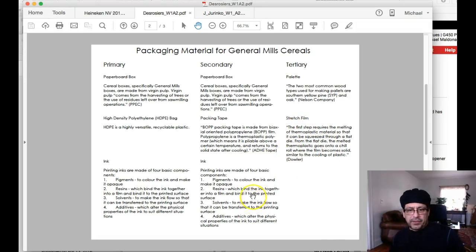This is good stuff. This is good stuff. You didn't tell us much about the film, the stretch film, and the pallet itself. Not to mention, of course, don't forget the nails and the staples, etc. So, point of the matter is that you're really thinking along the right lines.